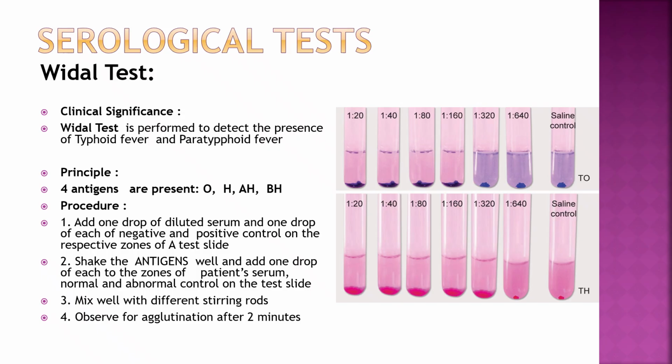Procedure by slide method: add 1 drop of serum, 1 drop of positive control, 1 drop of negative control, so a total of 4 drops to take for the 4 antigens of the serum. Then add 1 drop of O, H, AH and BH antigen, mix, wait for 1 minute and look for clumps. If clumps come within 1 minute, it is a positive test. O and H indicate typhoid fever, AH paratyphoid A fever, and if clumps are there with BH, it is paratyphoid B fever.